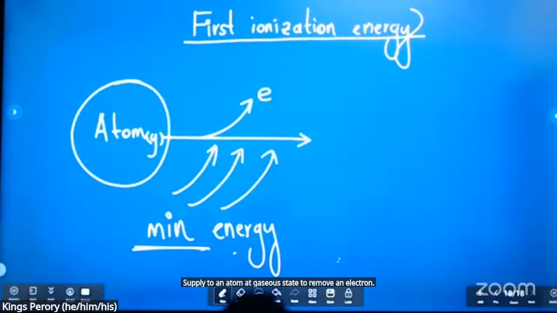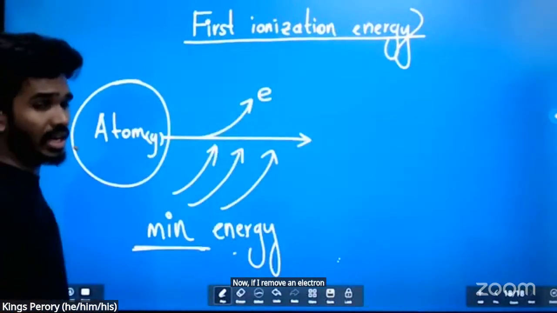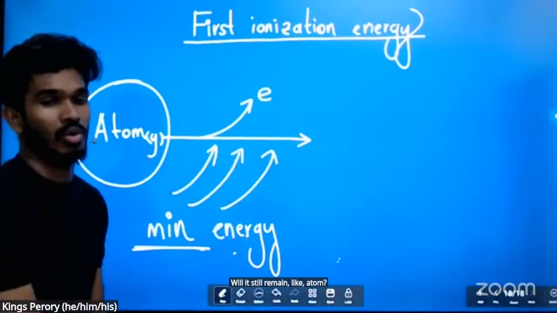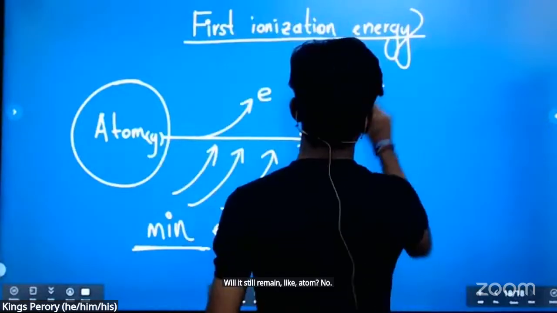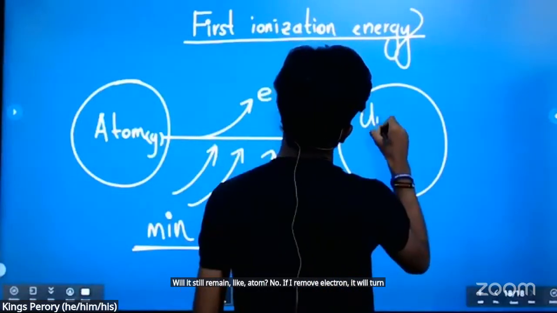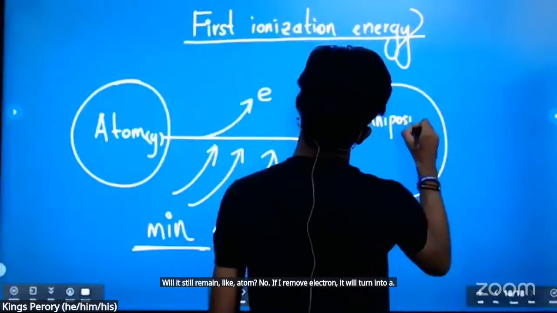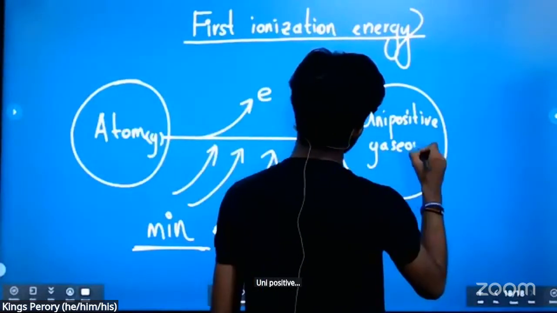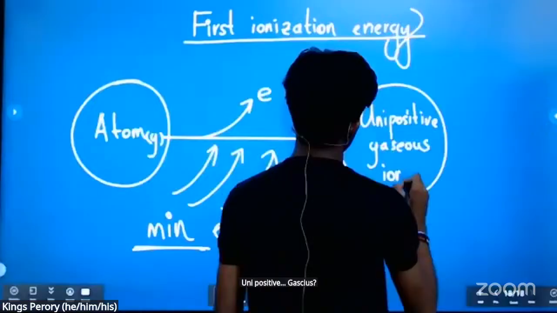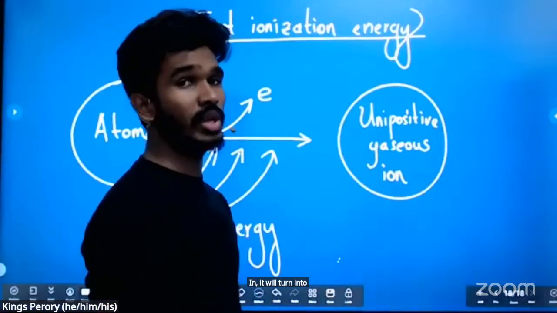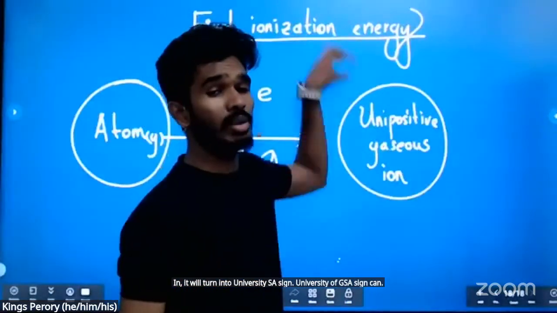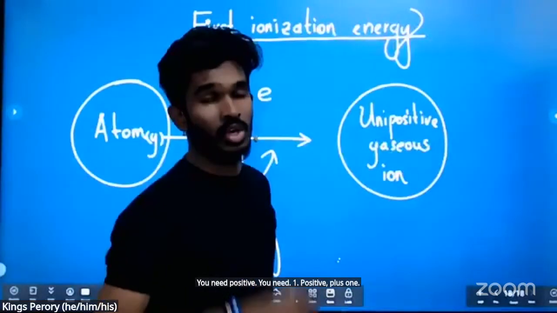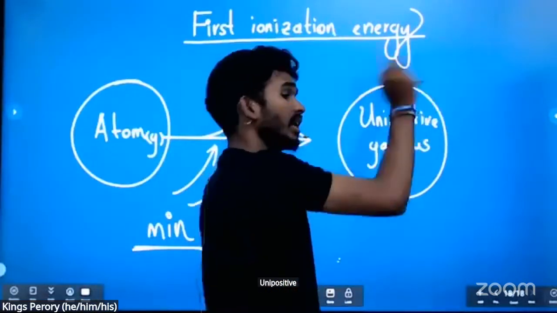Now, if I remove an electron, will it still remain like an atom? No. If I remove an electron, it will turn into a positive gaseous ion. It will turn into a unipositive gaseous ion. Uni means 1. Positive plus 1. Unipositive, plus 1 gaseous ion.